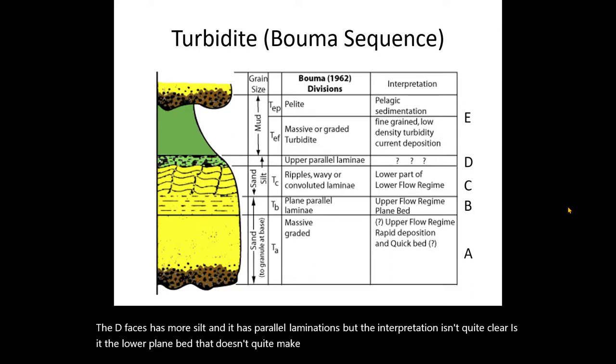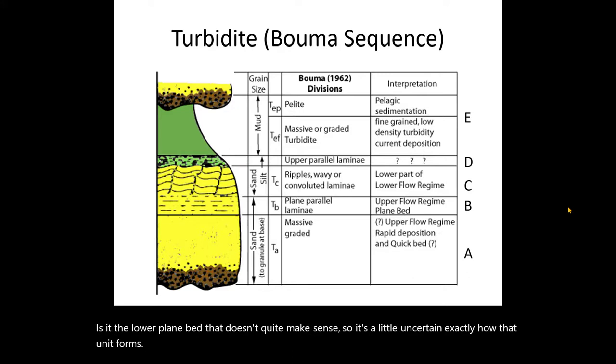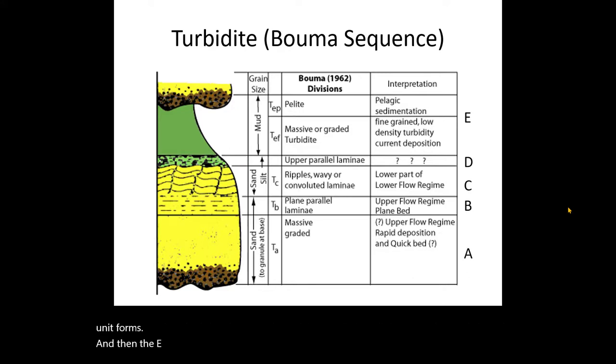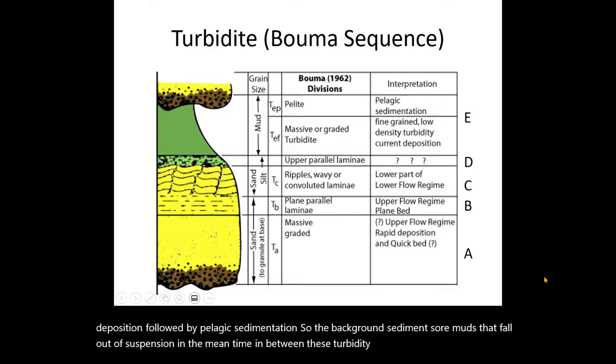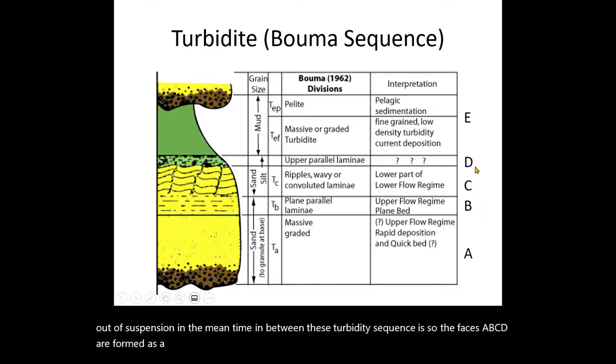And then the E facies represents massive or graded, fine-grained, low-density turbidity current deposition, followed by pelagic sedimentation. So the background sediments or muds that fall out of suspension in the meantime in between these turbidity sequences. So the facies A, B, C, and D are formed as a result of that turbidity current, and then the E facies happens as mud settles out of suspension after the event has passed.